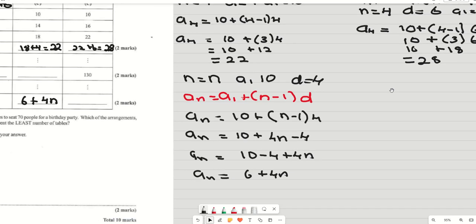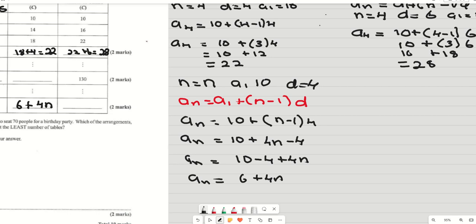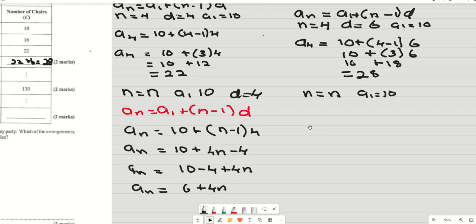And then we want the formula for arrangement M. So n is equal to n, a_1 is equal to 10, but your difference is equal to 6. That was the main difference between arrangement M and arrangement L. Difference is equal to 6. You put this in the formula, this red formula here. I won't write it back because it's in red already.